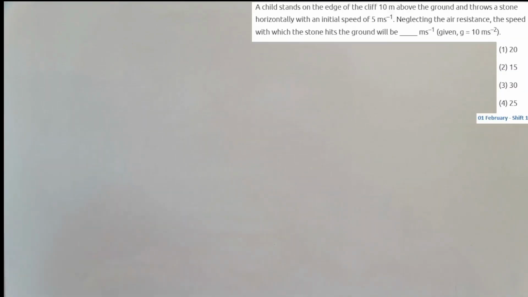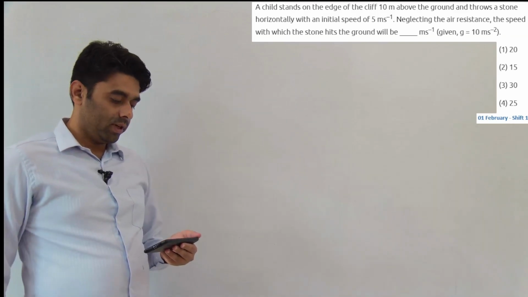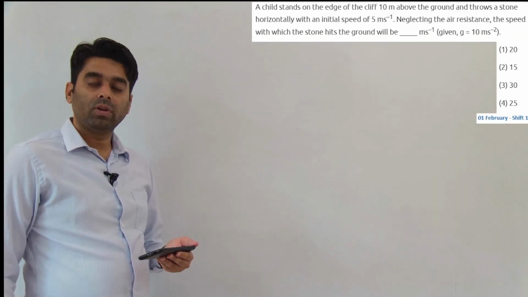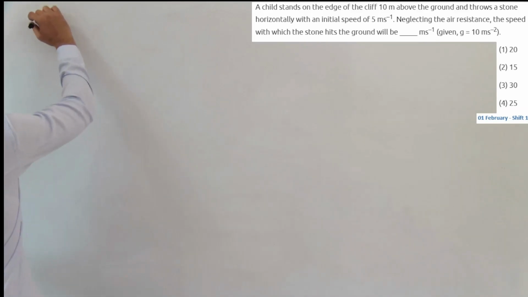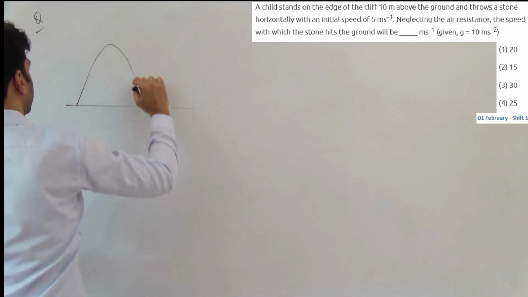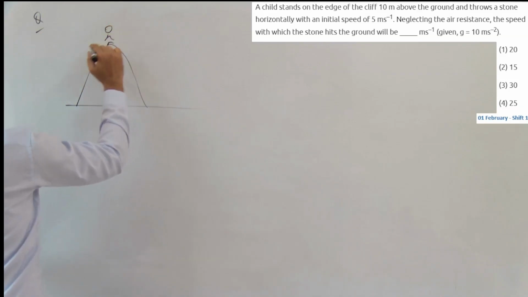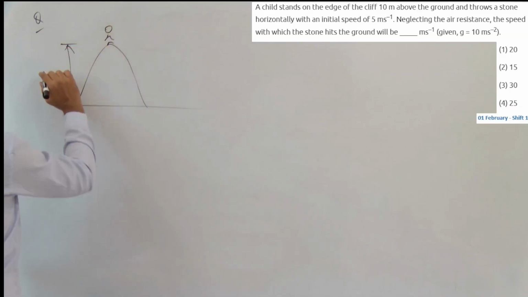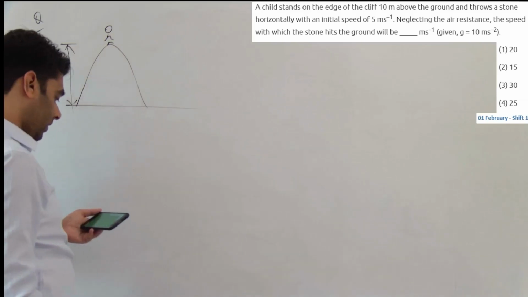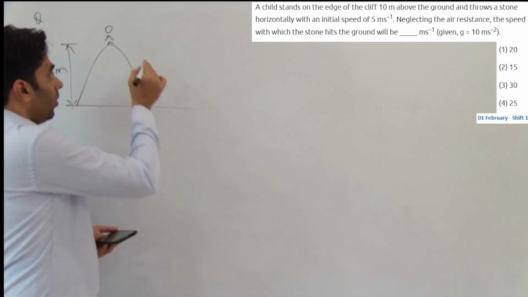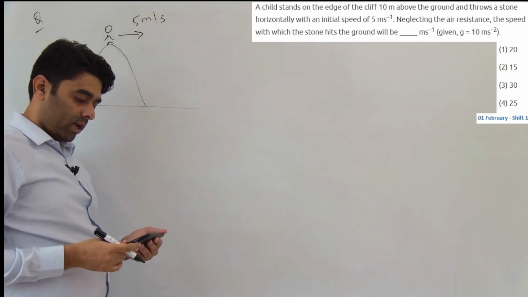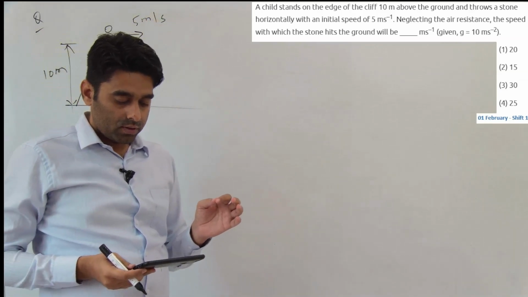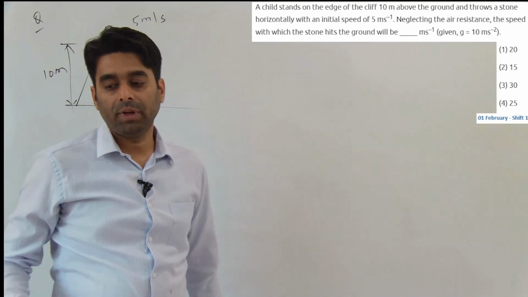Okay, our next question is, a child stands on the edge of a cliff at 10 meter above the ground and throws a stone horizontally with a speed of 5 meter per second. Fine. So let's say like this, a child stands on top of a cliff which is 10 meter high, and he throws stone horizontally with a speed of 5 meter per second. Neglecting the air resistance, the speed with which the stone hits the ground will be dash meter per second.